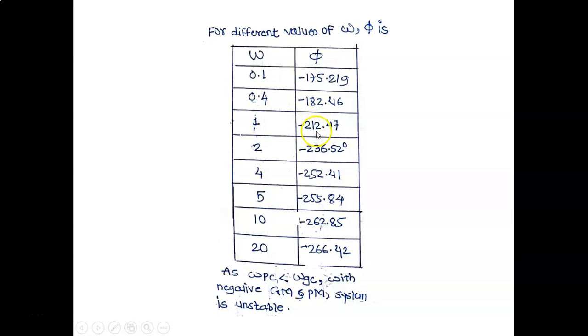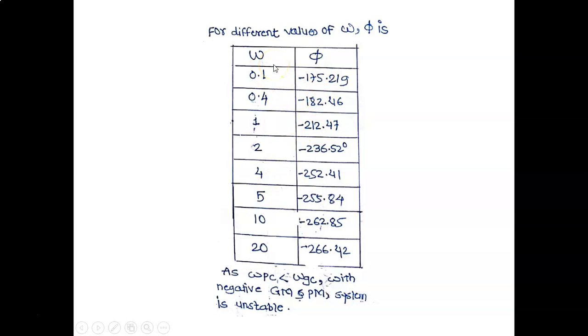Omega is equal to 1, minus 212. Omega is equal to 2, minus 236. Omega is equal to 4, minus 252. Omega is equal to 5, minus 255. Omega is equal to 10, minus 262. Omega is equal to 20, minus 266. I have taken these values. You can take different values also from 0.1 up to 10,000.